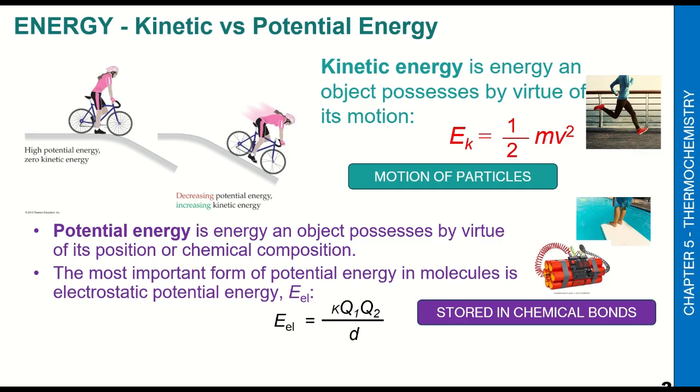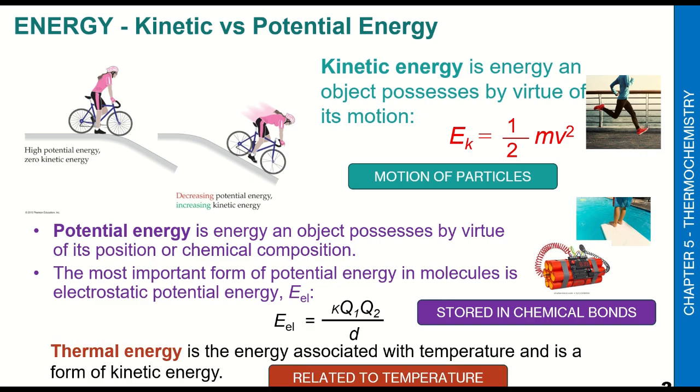So kinetic energy is the energy an object possesses by virtue of its motion. And we have thermal energy, which is the energy associated with the temperature and is a form of kinetic energy and is related to temperature. This electrical potential energy over here depends on the Coulomb constant, the charge, and the distance of separation. So we're not going to talk in detail over here, because the most important part is to understand the concept, the difference between potential energy and kinetic energy over here.